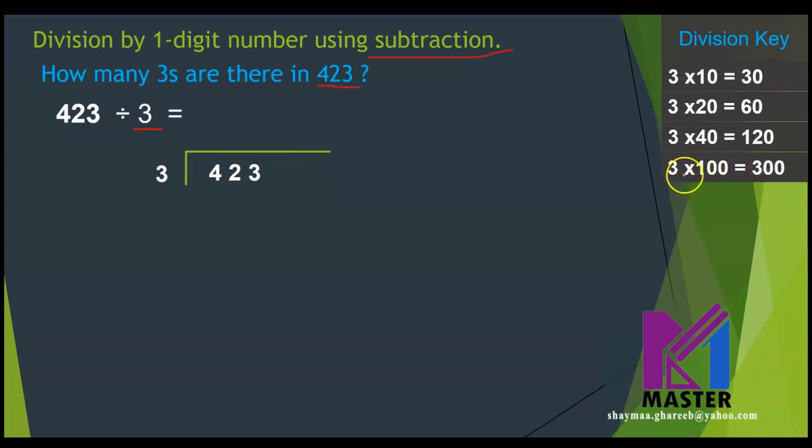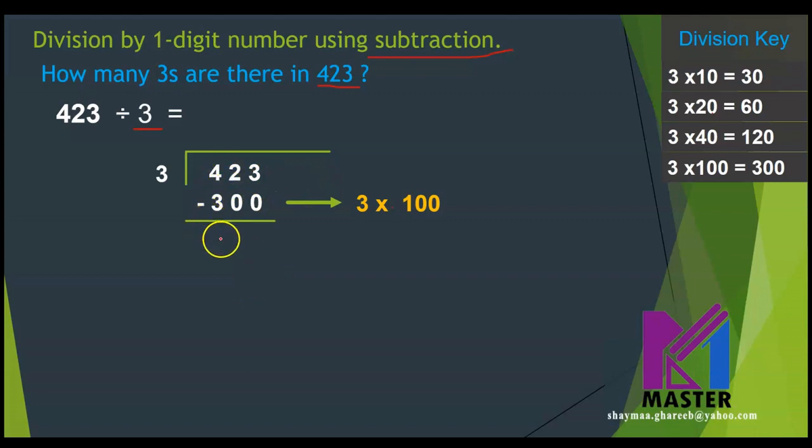3 times 100 is 300, and this is the biggest multiple I have here. So if I asked you how many 3's in 423, I'm going to do it in steps. First, I will take 300, which is a multiple of 3, which is 100 3's, and I have to do the arrow like this, and then I write 3 times 100, which is 100 3's. So now I found 100 3's in the 423. How many left?